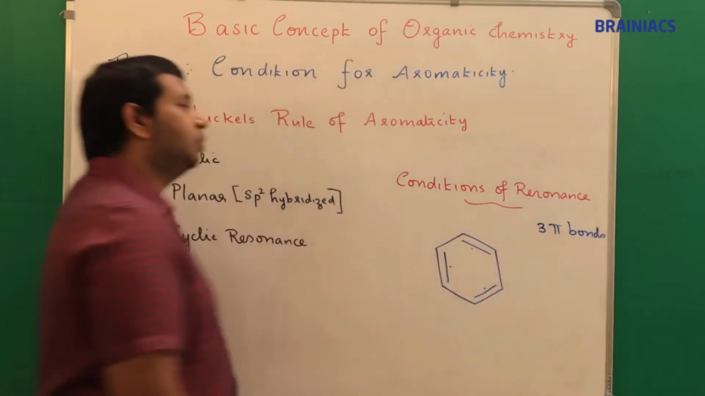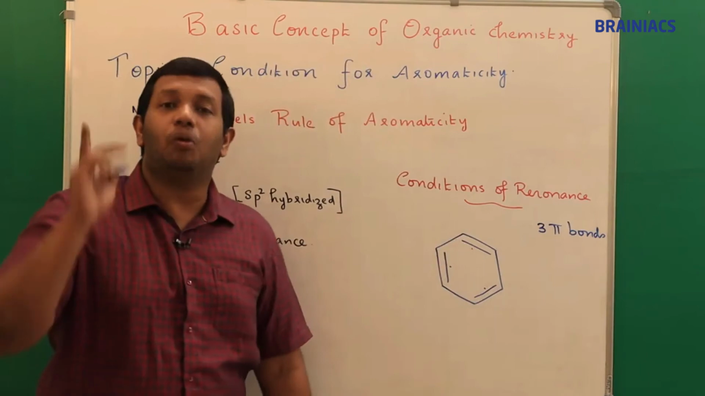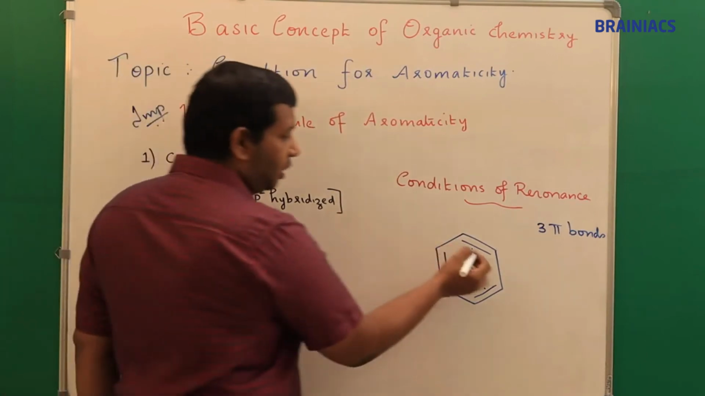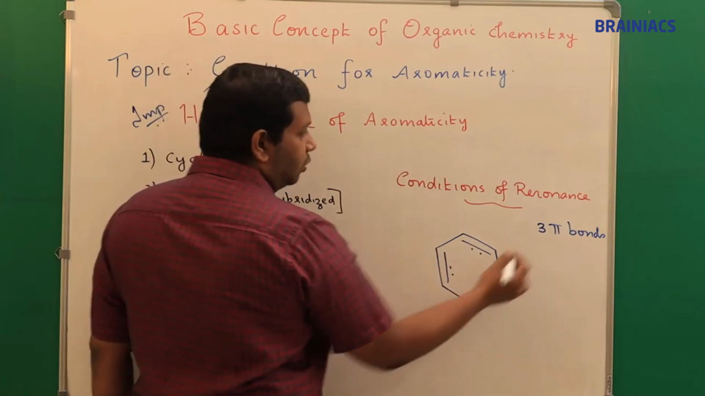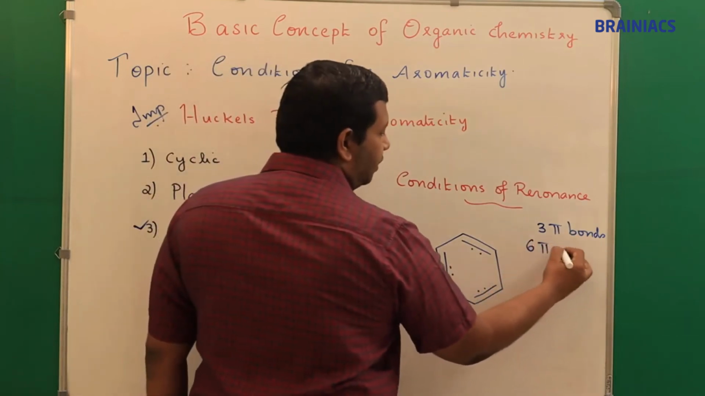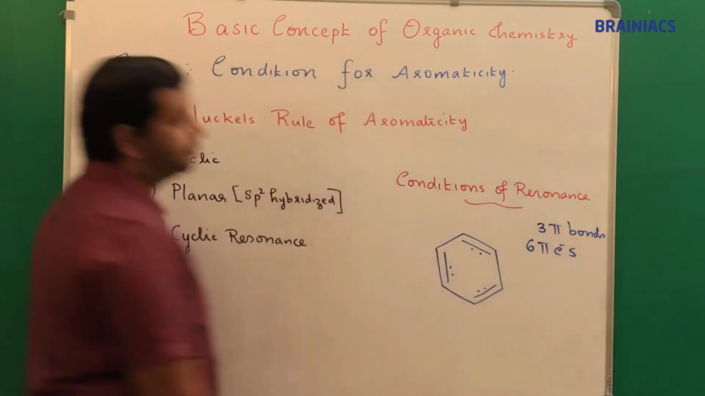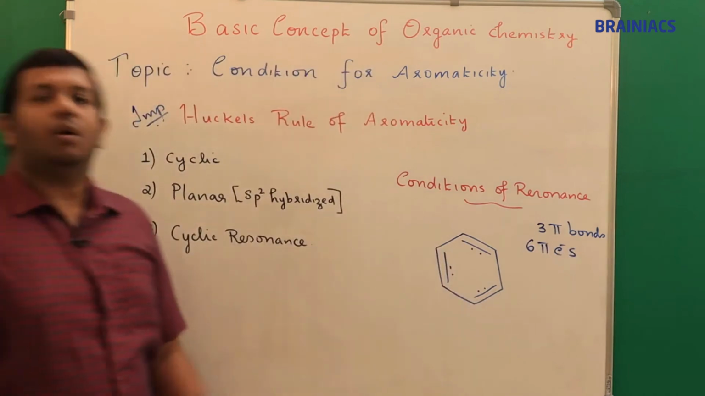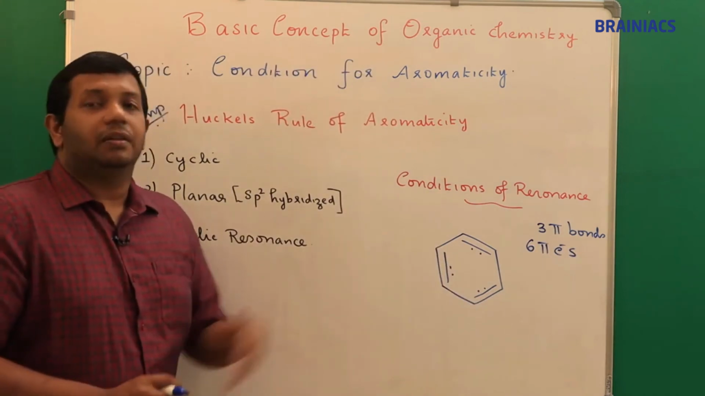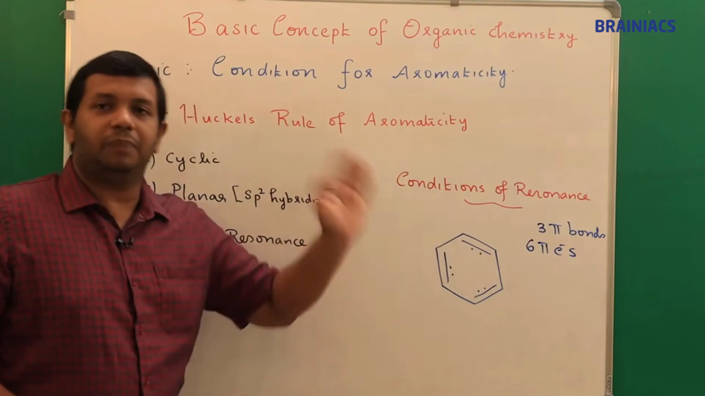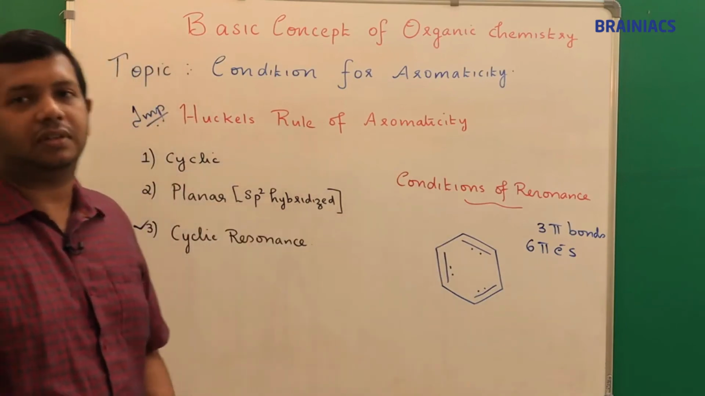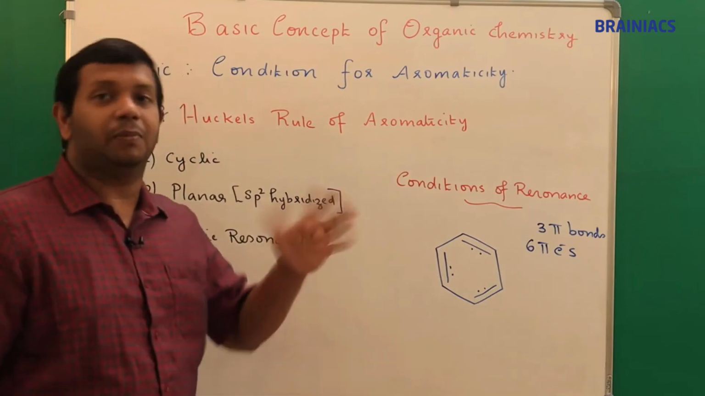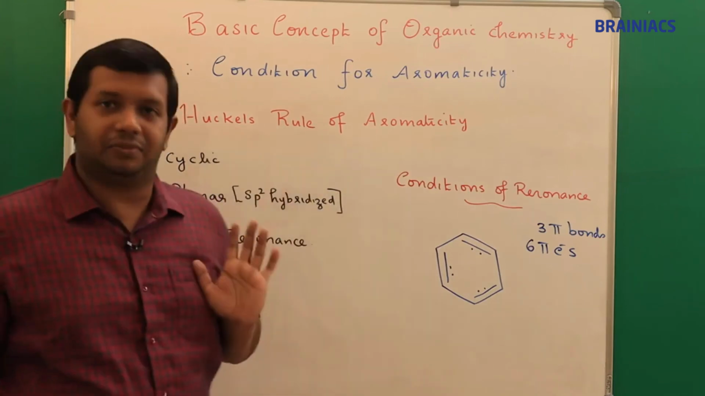So 3 pi bonds means one pi bond is made up of how many electrons? 2 electrons, correct? Let me mark that, 2 electrons. So totally how many pi electrons are there? 6 pi electrons are present. Okay. Now I told you the shifting of the pi bond from one position to another is referred to as what? Resonance. Correct? Now I told you that every pi bond will not shift. There are certain conditions for that.